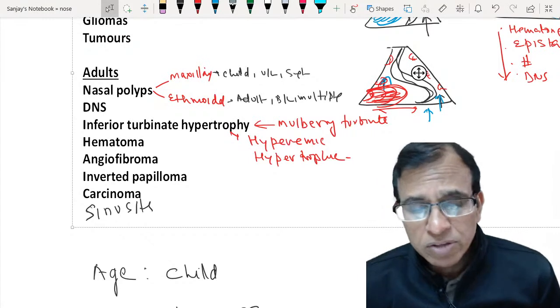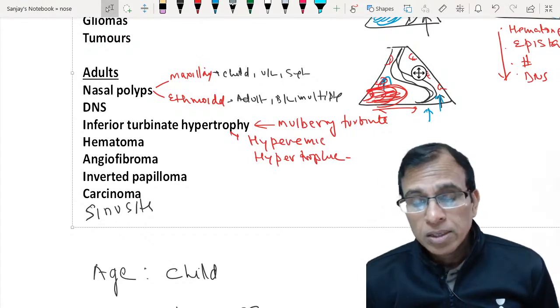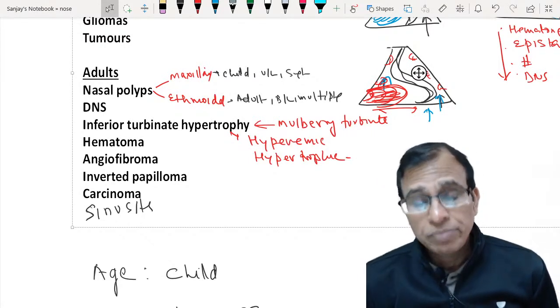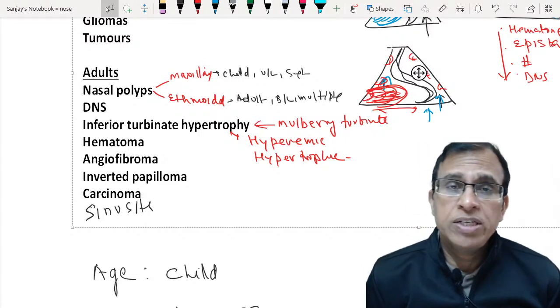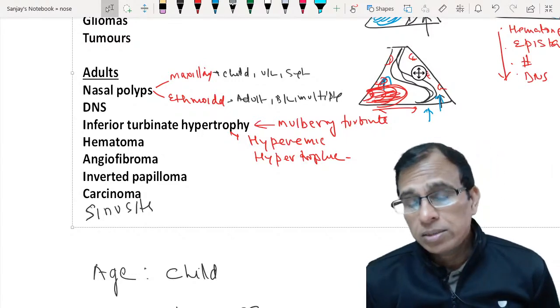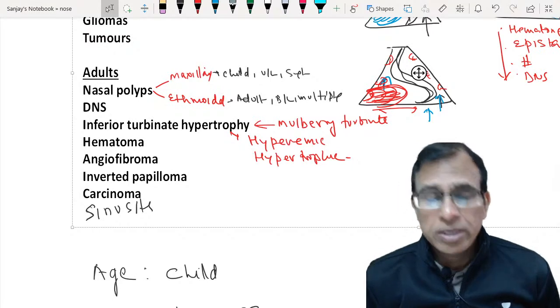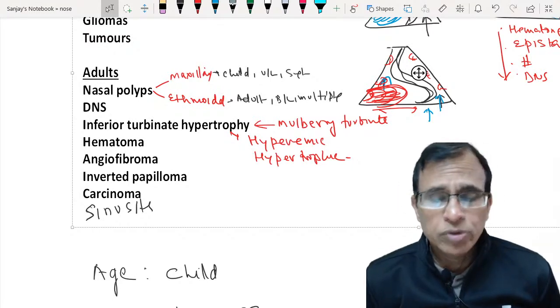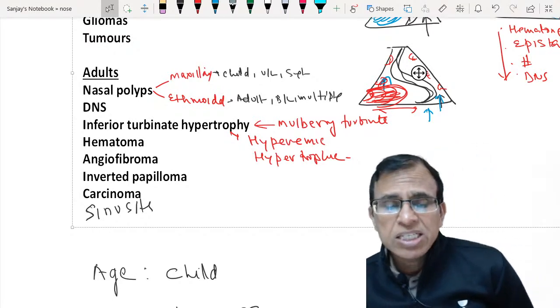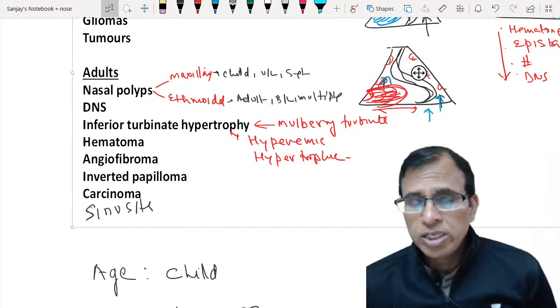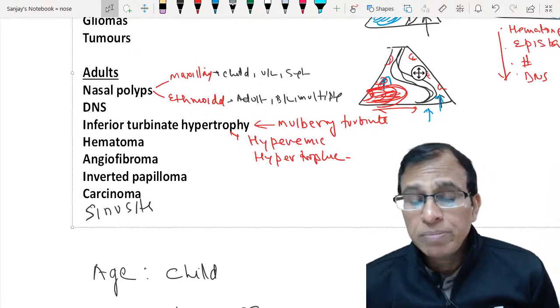Inverted papilloma is one of the very common benign tumors of the nasal cavity in adult males. So this is an adult male, more than 50 years, and it's always unilateral. There's a swelling on the middle meatus, the lateral wall of the nose, and bleeding is often associated with nasal blockage. So only nasal blockade is not the complaint. Bleeding might be the first complaint.